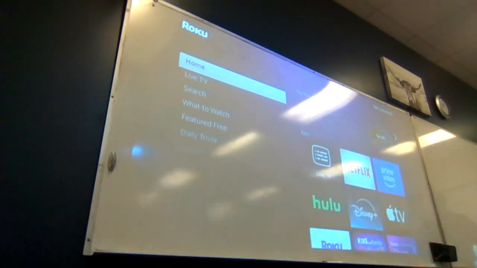Got this yesterday. Can someone turn off the front light back there?